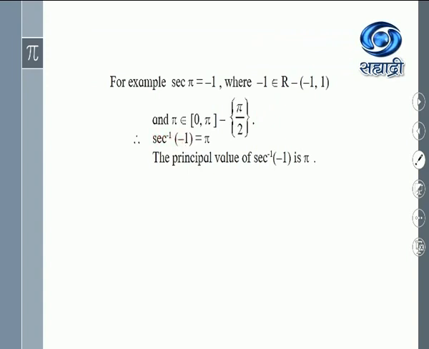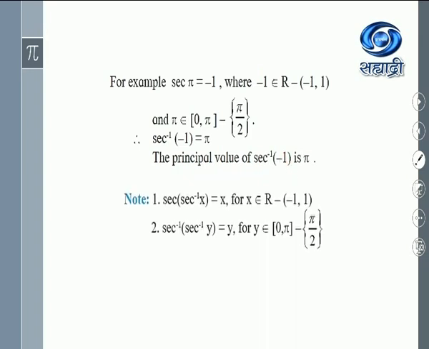So, sec inverse of minus 1, we apply the definition. Sec inverse of minus 1 is equal to pi. So, the principal value of sec inverse of minus 1 is pi. That is the answer you got.